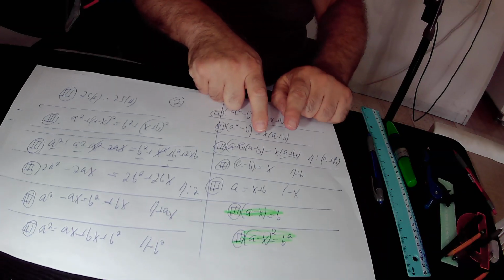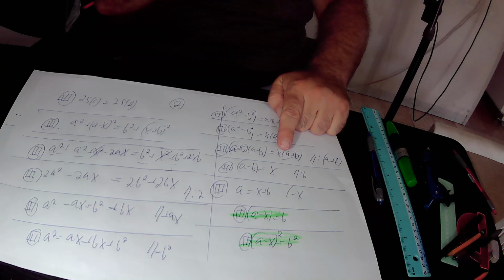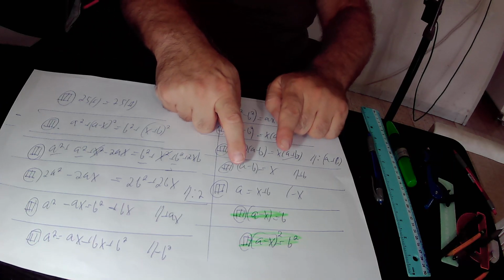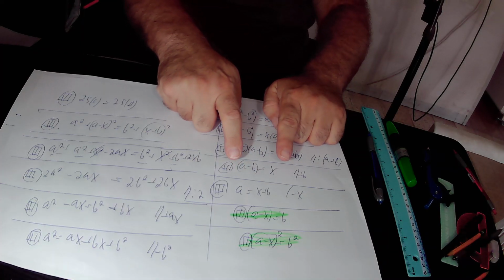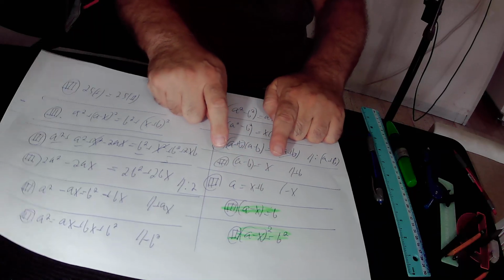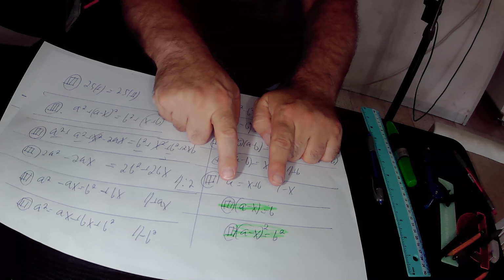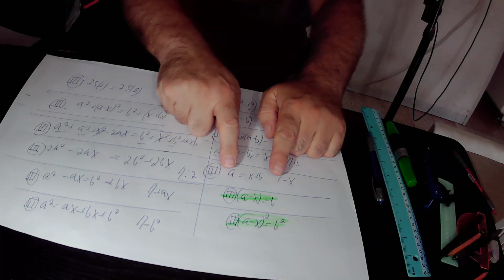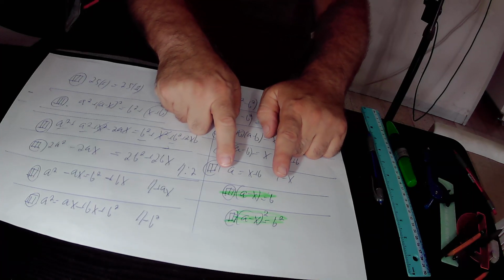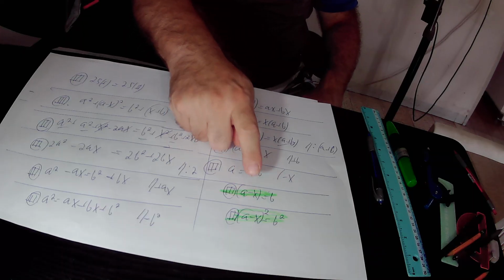So in total, we found out that according to equation 3, a minus b equals x. Here we added b to this equation 3, and finally found out that a equals x plus b. Here we subtracted x from equation 3, and finally found out that a minus x equals b. According to equation 3, a minus x equals b. Here we squared both sides of equation 3, and finally found out that (a minus x) squared equals b squared. Again, according to equation 3, (a minus x) squared equals b squared.